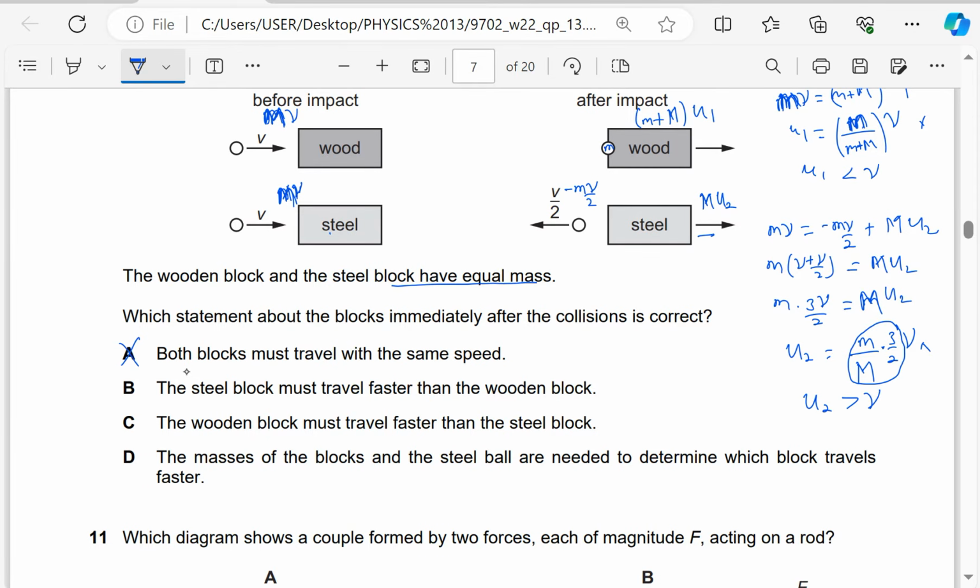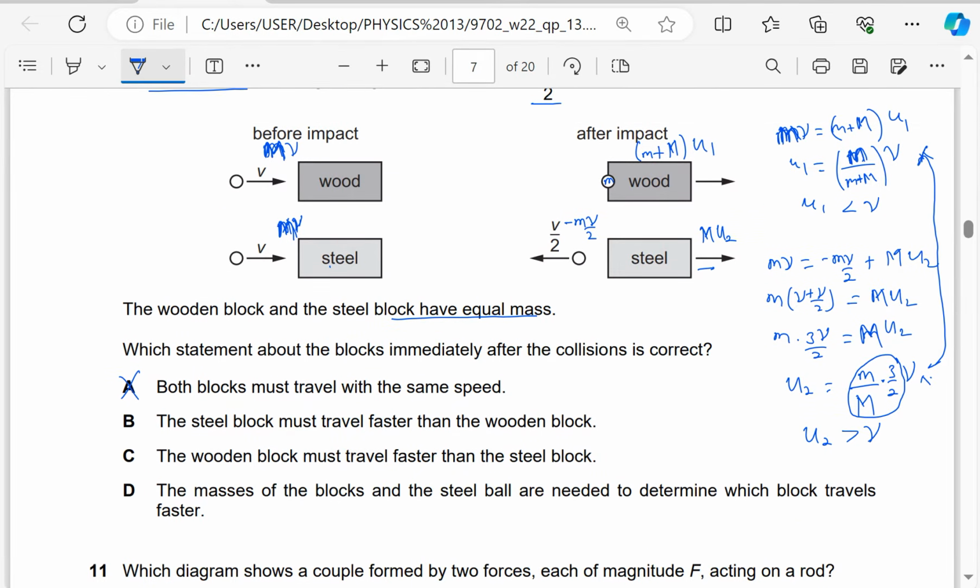The wooden block must travel faster than the steel block. The masses of the blocks and the steel ball are needed to determine which block travels faster. I'm very certain that if I combine these two equations here, most likely m is cancelling out. If you do the mathematics, let me try to show you that the m cancels out.